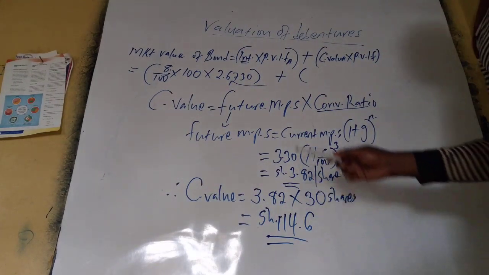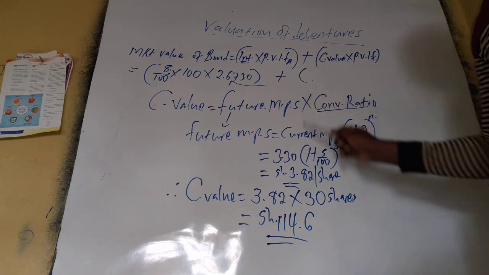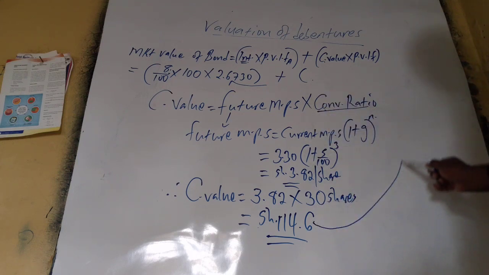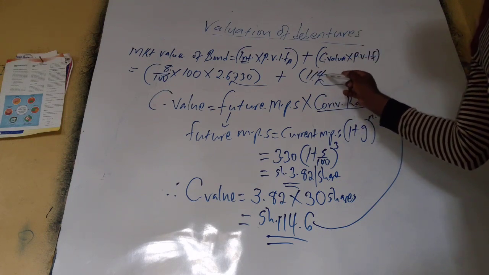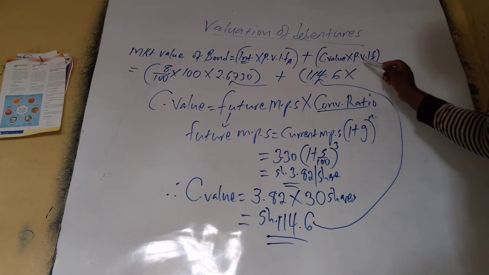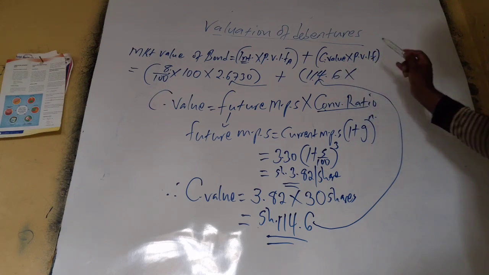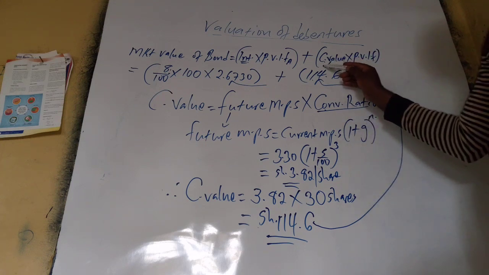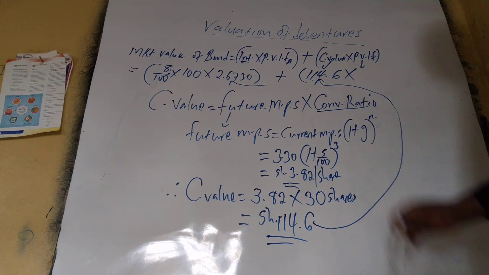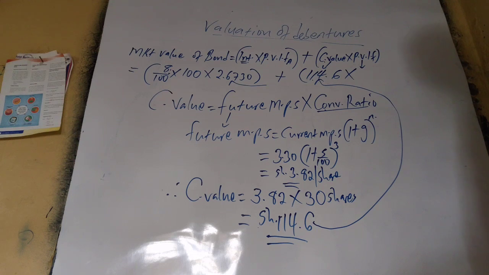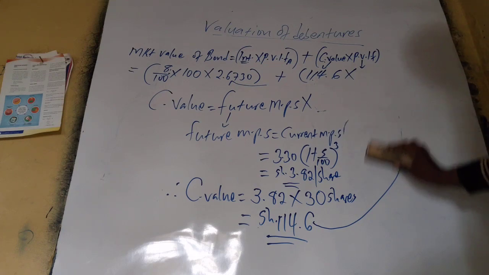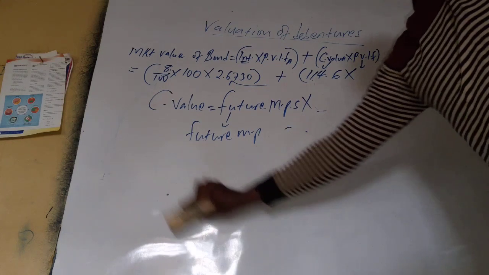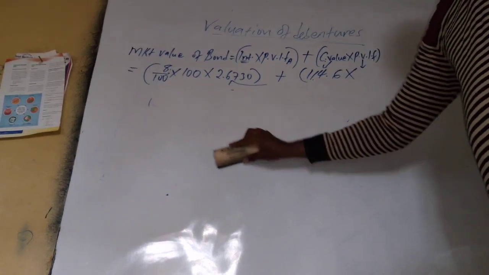Having done that, we now come back to our formula here. So I'm going to insert this figure, 114.6. I multiply by the present value interest factor now. Remember, this is the conversion value. Now I multiply with PVIF, and this PVIF is the PVIF at the end of the period. And we have this formula.